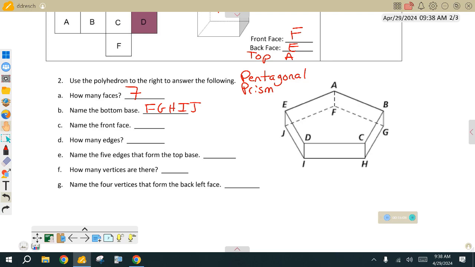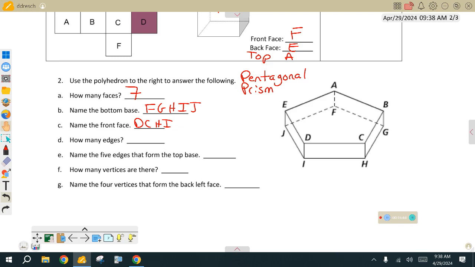Name me the front face. The same idea, but focus on the front face. Now, what's the front face? DCHI, yep. Pick a vertex on the front face. So here's my front, okay? I don't care where you start, just pick a vertex on the front: I, C, H, D, one of those. Pick a vertex, D, C, H, I, and then go and be consistent, clockwise or counterclockwise.